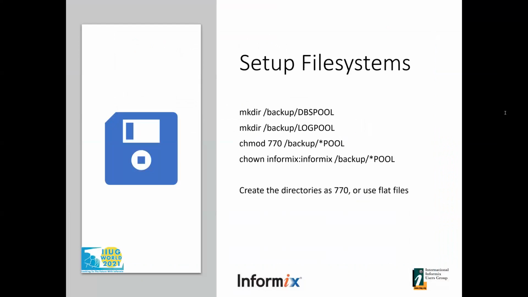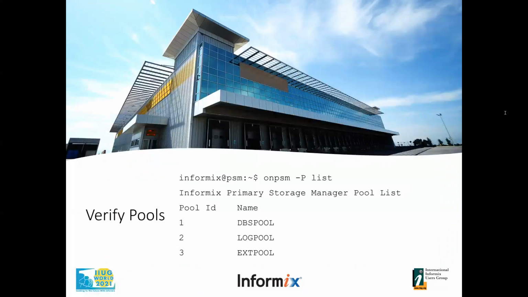So let's set up our file system. Let's actually configure and set up PSM here. We're going to create a couple of directories, backup/dbs pool and backup/log pool. We're going to change the ownership and permissions to 770, owned by Informix. This is pretty standard stuff for most any backups you're working with. The next thing, we do an onstat -p list, and it'll show us the pools we have.